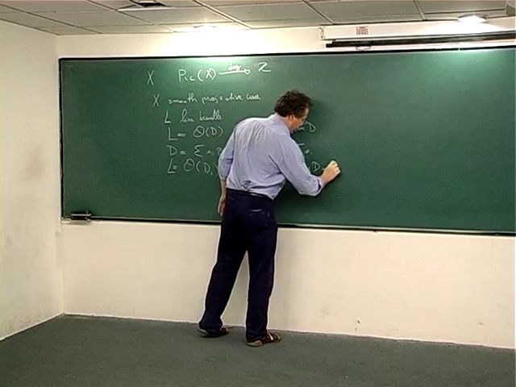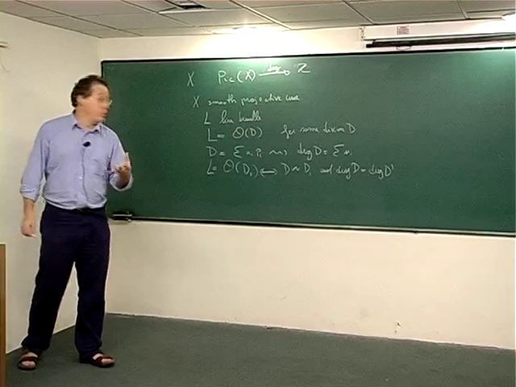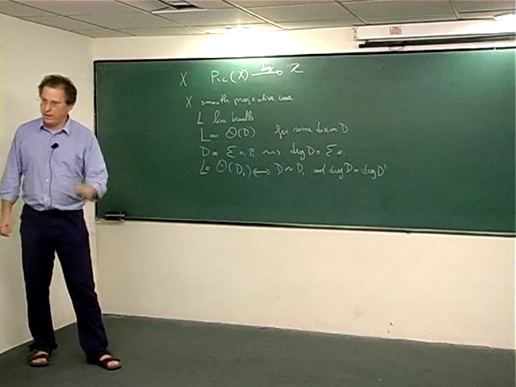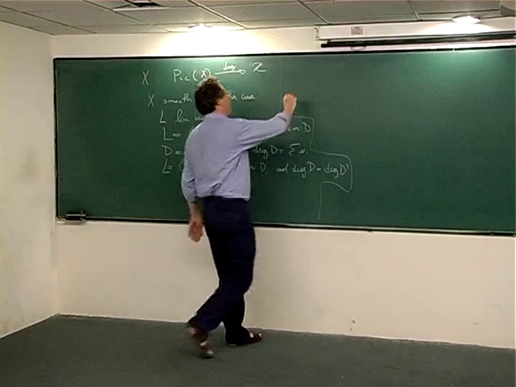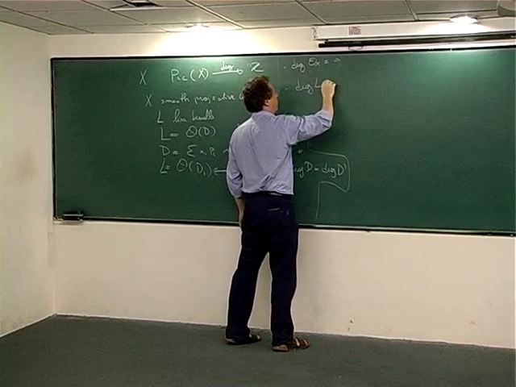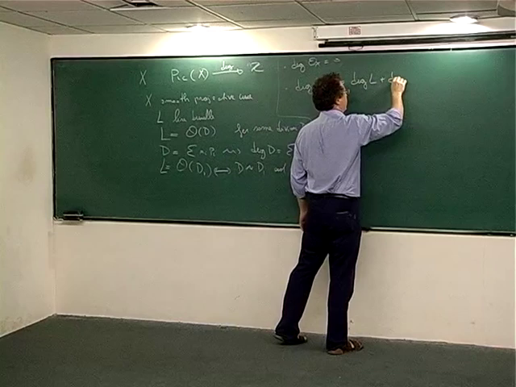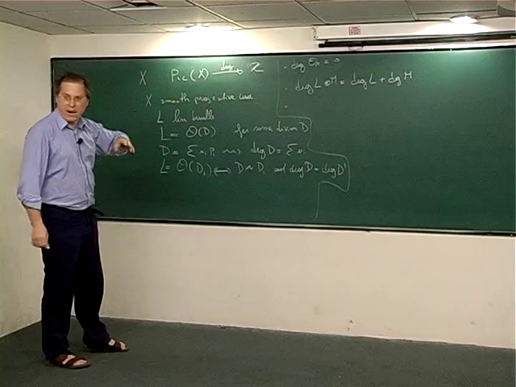So that means that I can associate to every line bundle on a smooth projective curve a degree, an integral number, which is the degree. And of course, the degree of O_X is zero. Second of all, degree of L tensor M is equal to degree of L plus degree of M, and in particular degree of L dual will be minus the degree of L.